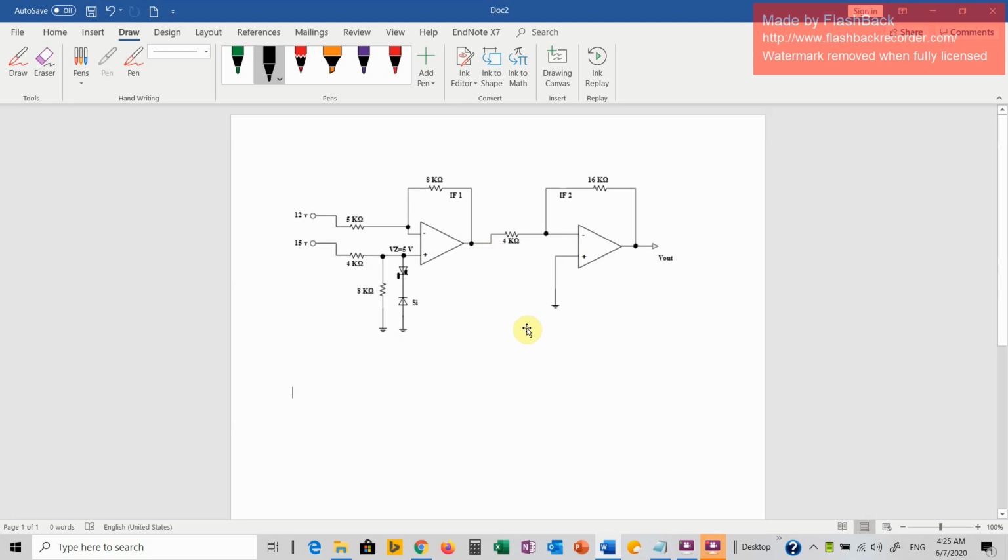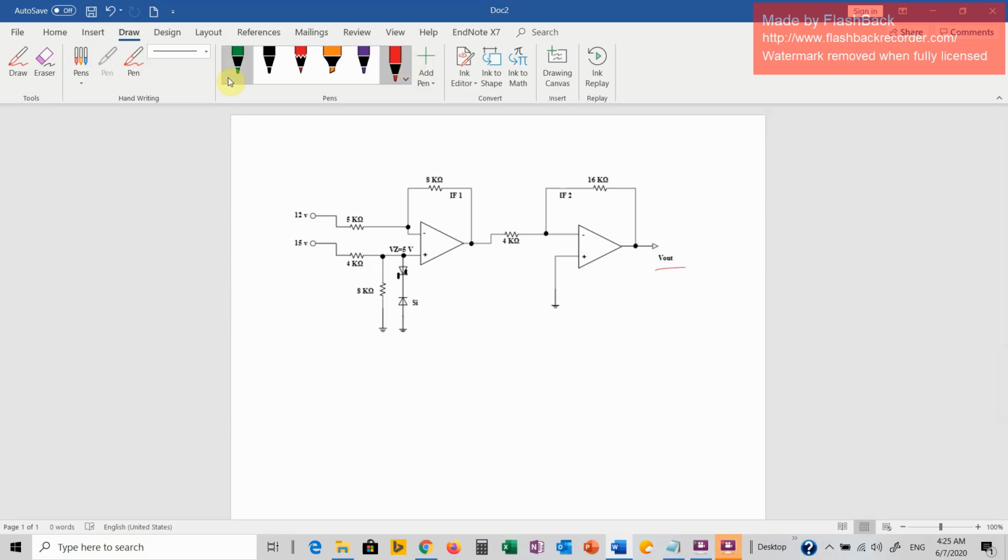Okay, in this numerical example, we have two cascaded operational amplifiers and we have to figure out what the final output, V out, is. So if we look here, we have a Zener diode and Vz is equal to 5.